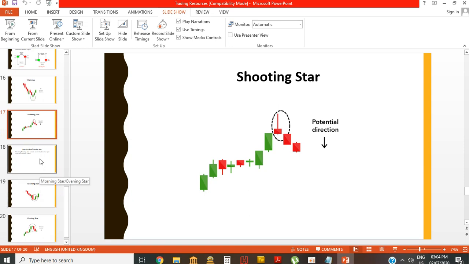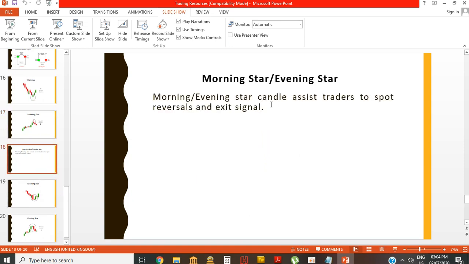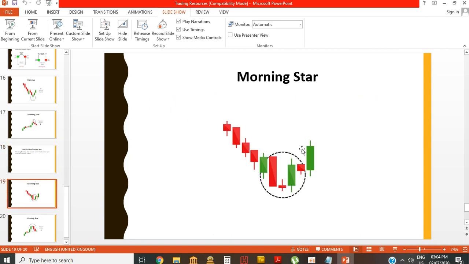Then the morning star and evening star assist to spot reversals and exits. Now let me explain the concept of the morning star. Morning star appears at the low of a downtrend. The concept is when the downtrend starts to weaken, this candle is longer, the next one is shorter. It means the downtrend is weakening, and then suddenly a bullish candle appears. So these three candles make the morning star, just these three. It means that when a downtrend is weakening, suddenly an uptrend candle shows up.